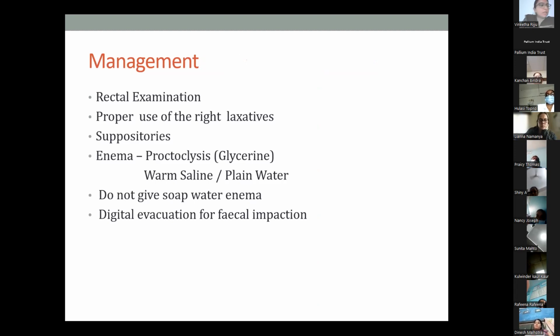Okay. And how do you manage? Rectal examination, proper use of right laxatives, suppository, and proctolysis, or you can give an enema. Okay. And digital evacuation and fecal impaction. That is very important. Okay. Most of us may think that, oh, this is interrupting the privacy of the patient, doing a digital examination, asking the patient to turn around and do a per rectal examination, but it is very important. It gives you a lot of clue on what is the reason for the constipation, or probably what is the reason for the overflow diarrhea, or what is the reason for the retention of urine. Okay.